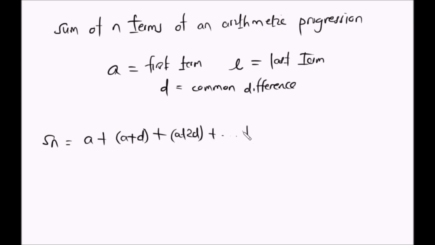And so on, until the last term, L. But before the last term we will have L minus D, because remember D is the common difference. So going backwards you have minus D, going forward you have plus D. And then going backwards it will be L minus 2D. Now this is the sum of n terms.